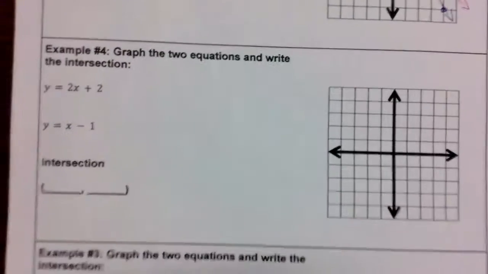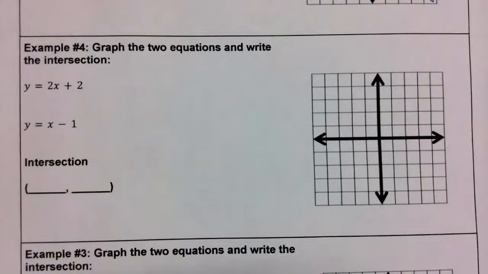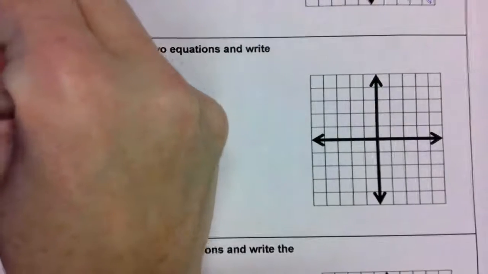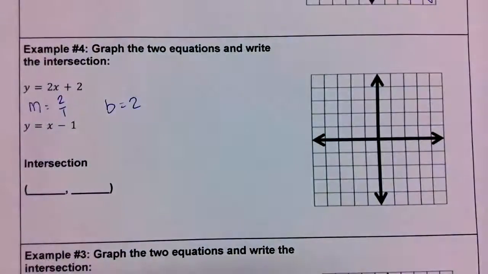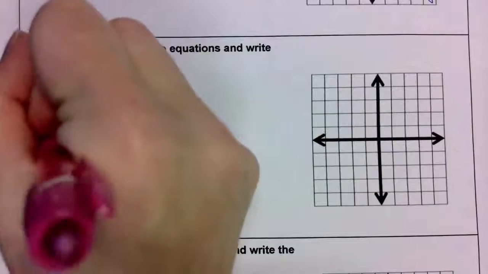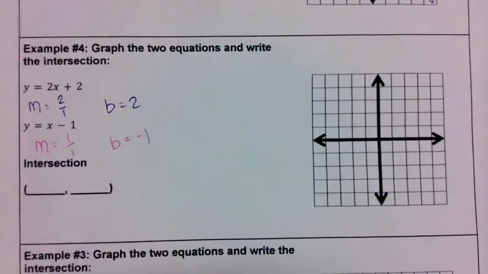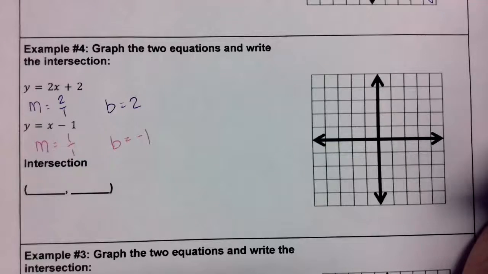Do the same thing, write your m and your b for number 4, and then come back. M is 2 over 1. B is 2. M is 1 over 1, B is negative 1. So, welcome back. Hopefully you got that. Now, try to graph it and then come back and check.